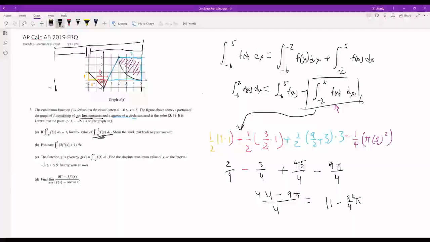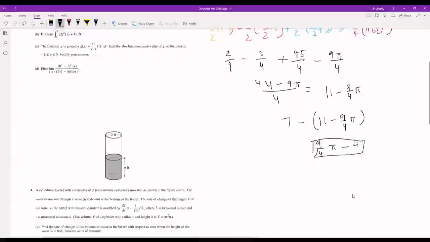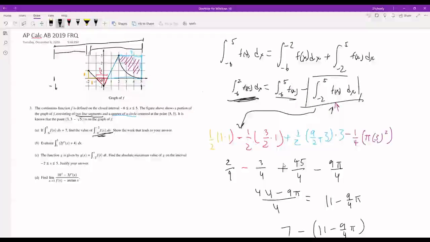So we're actually trying to find the value of this though, right? Since we know this and we know this, we can just put those together. 7 minus what we got for the answer equals 9/4 pi plus 4. Wait, minus 4. So that is the answer for part A.